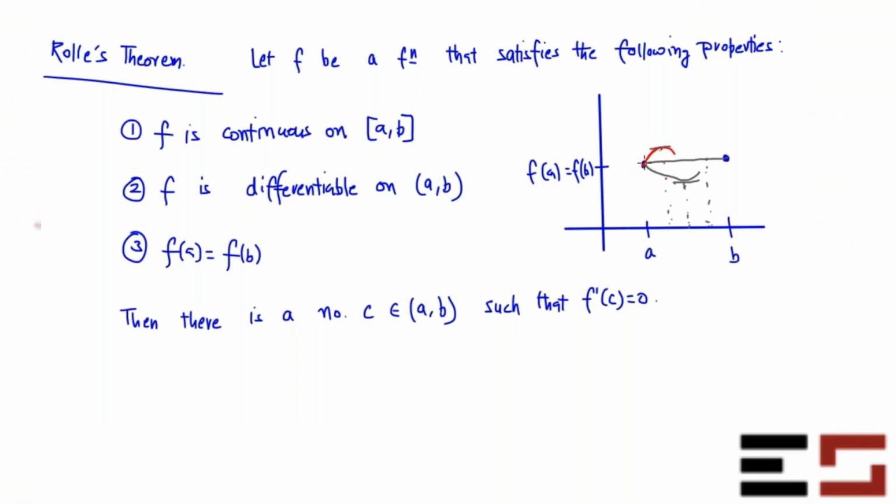Another way of saying the same thing is that the tangent to this graph becomes parallel to this line at some point. That's how you can interpret f prime of c, since f prime of c is the slope of the tangent. So the tangent becomes parallel to this particular line at some point. That is what Rolle's theorem says.